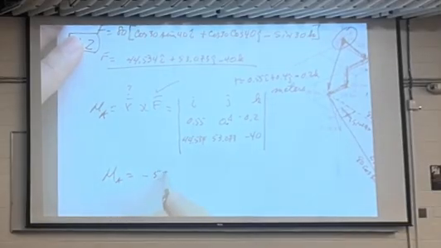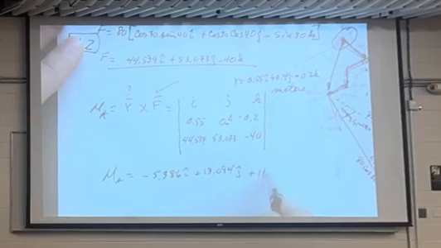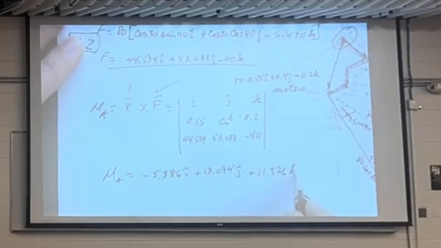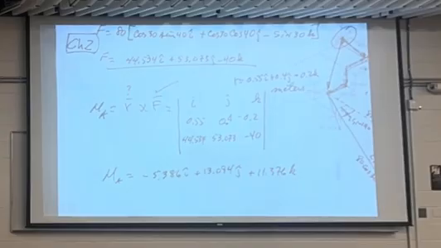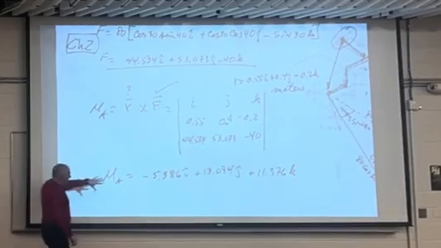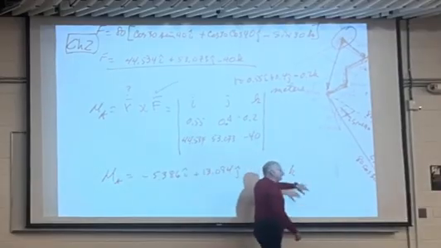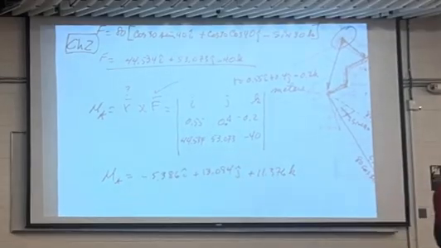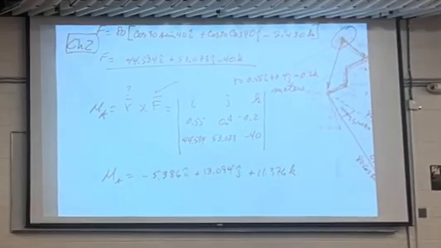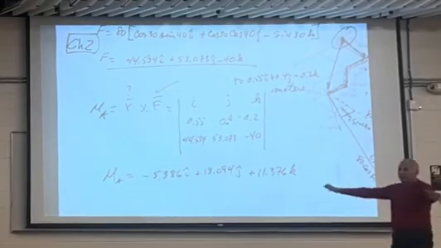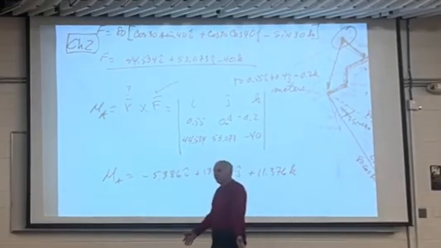minus 5.386i plus 13.094j plus 11.376k. That's my MX, MY, MZ. Okay? Now if it just says find the moment, you're fine. That's it. Done. I don't need anything else from you.